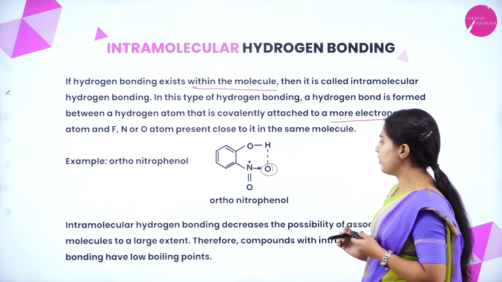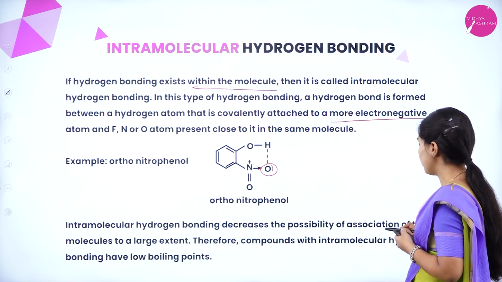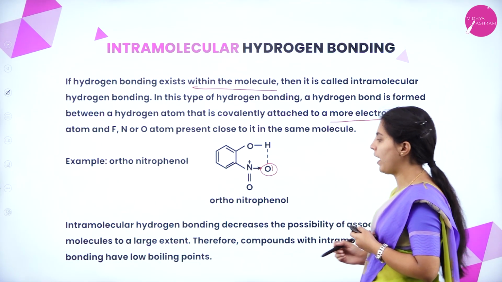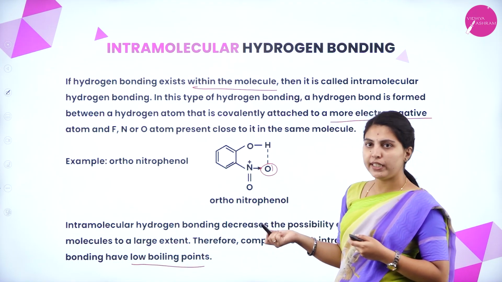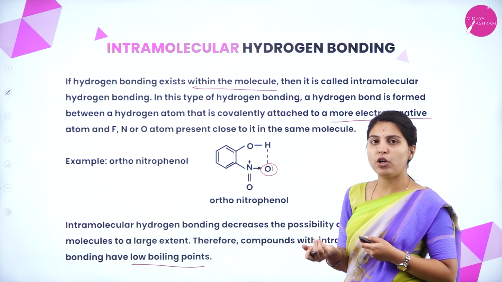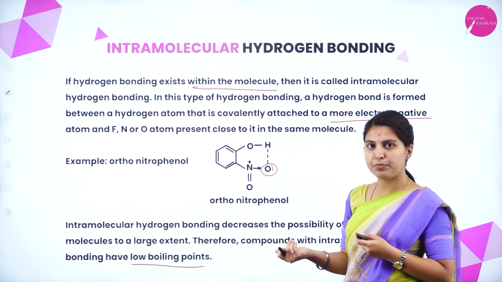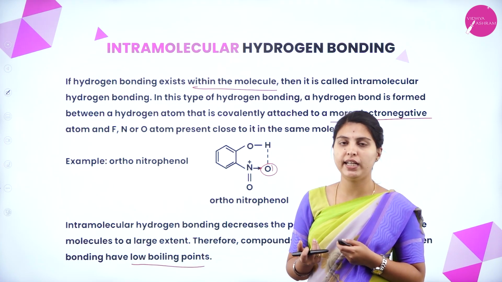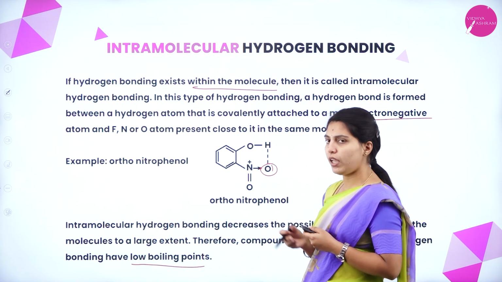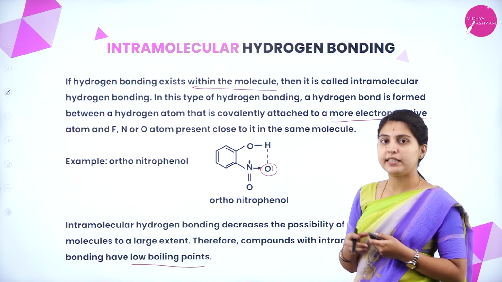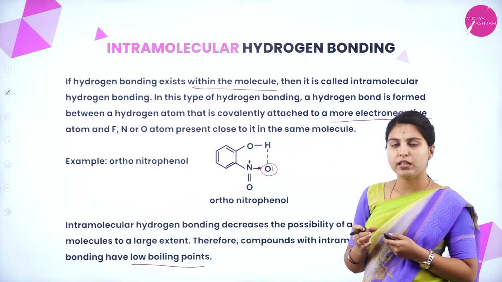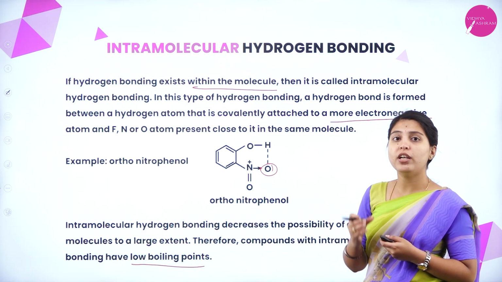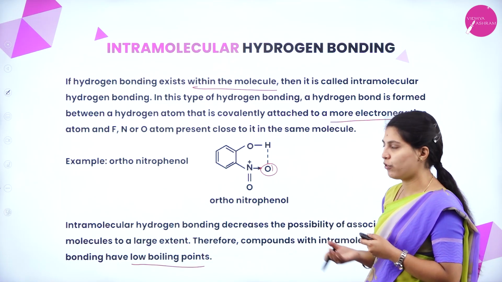Intramolecular hydrogen bonding decreases the possibility of association of molecules to a large extent. Therefore, compounds with intramolecular hydrogen bonding have a low boiling point. Due to intramolecular bonding, the association between the molecules is less, so it needs a lower boiling point. In intermolecular hydrogen bonding, the association of molecules was very high, due to which a high boiling point was needed. This is about hydrogen bonding, intermolecular and intramolecular, based on the more electronegative atom with the hydrogen atom.